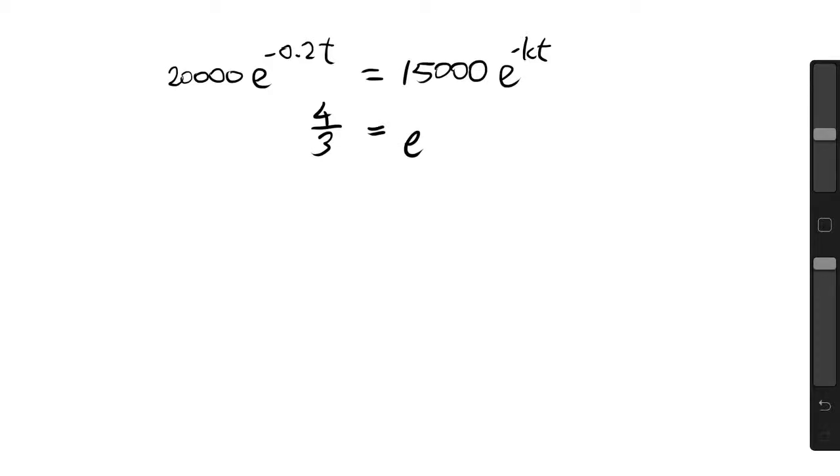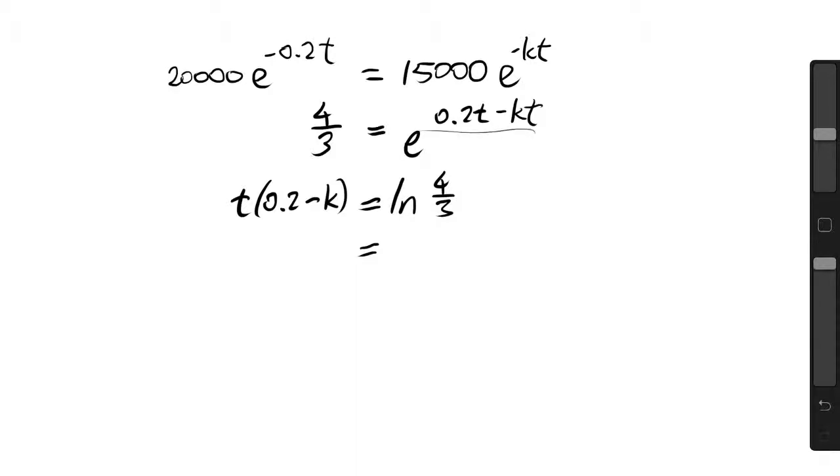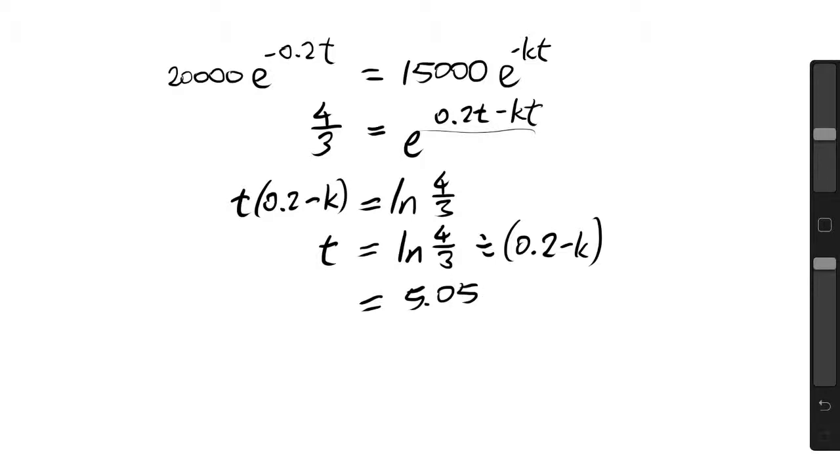if we multiply both sides by e to plus 0.2t, we get e to 0.2t take kt, and we can natural log both sides to get 0.2 take k times t is natural log of 4 on 3. Basically I just factorized the exponent term on the left here, and we know that t is just natural log of 4/3 divided by 0.2 take k. If you use the k value given, and you just run these numbers through the calculator, you should get something along the lines of 5.05, which is just about 5 years later on they will have the same value.